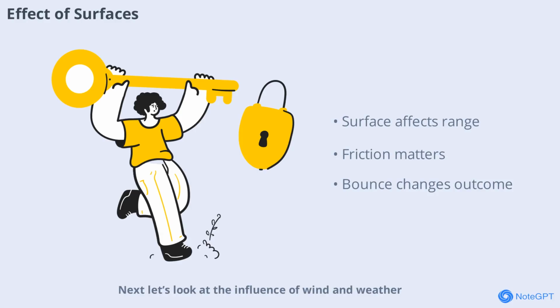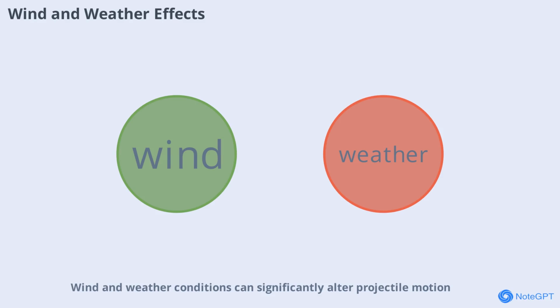Next, let's look at the influence of wind and weather. Wind and weather conditions can significantly alter projectile motion. A strong headwind can reduce range, while a tailwind can increase it. Rain or humidity may also affect air resistance. Understanding these factors is important for accurate predictions in outdoor activities.